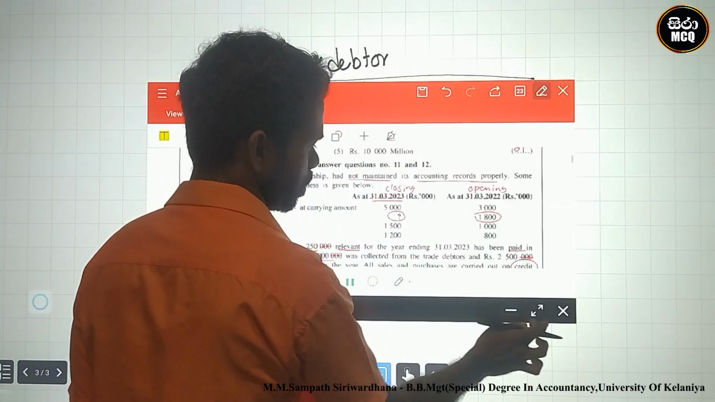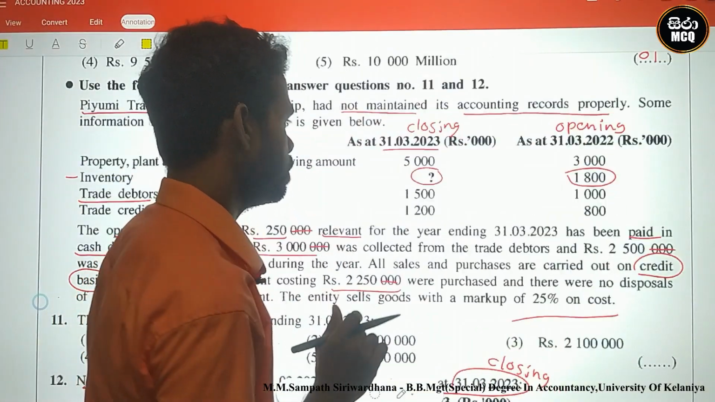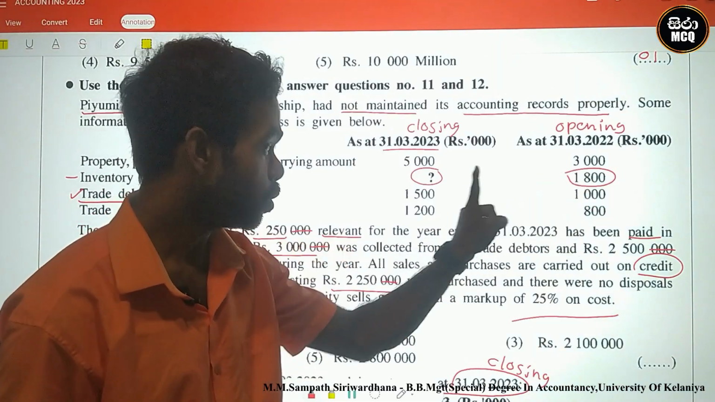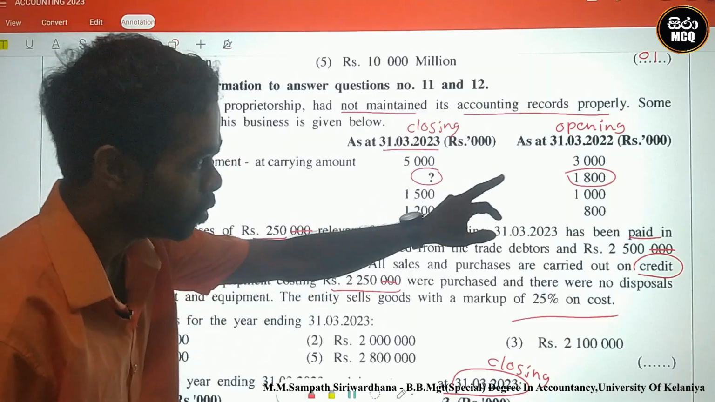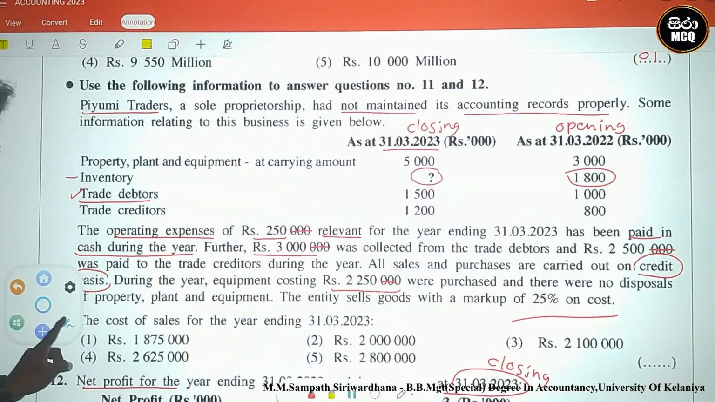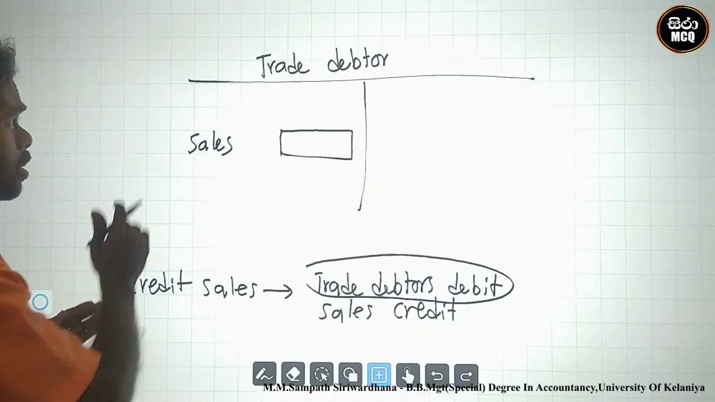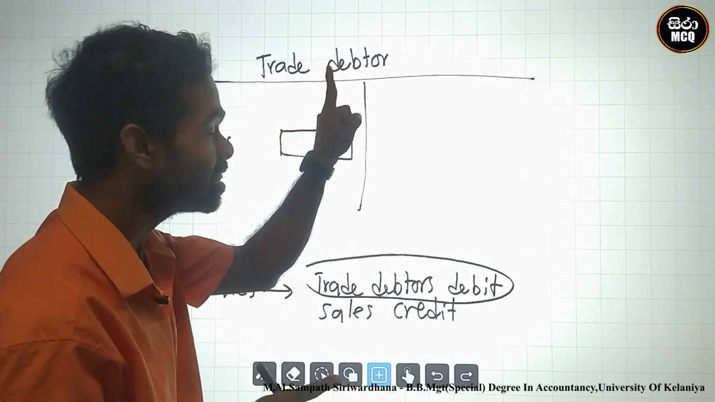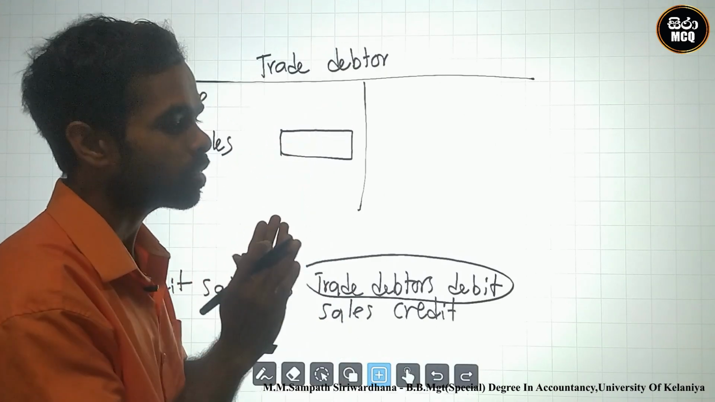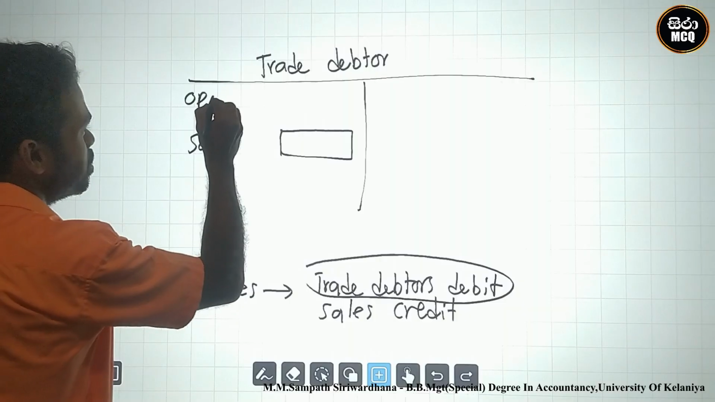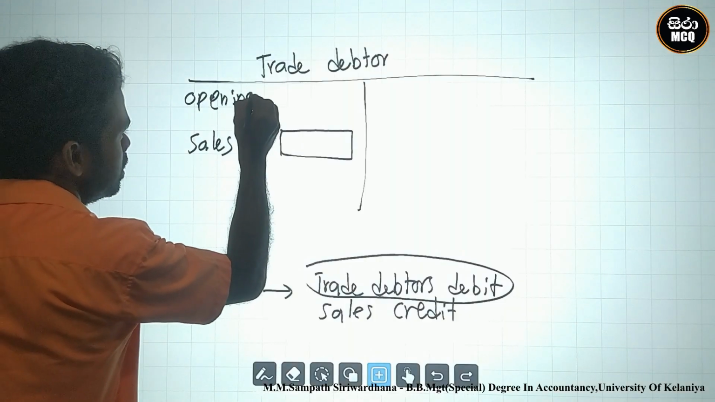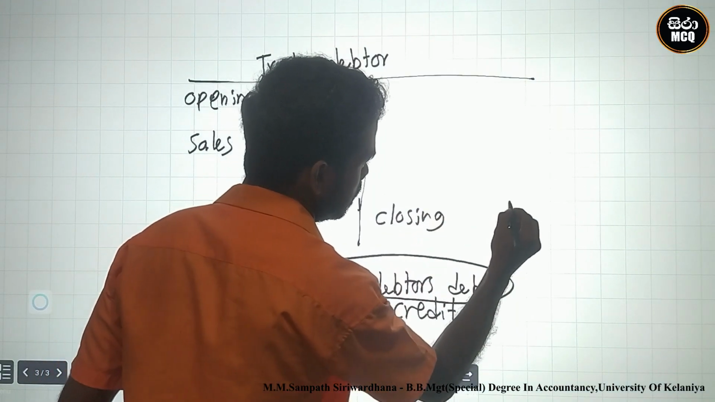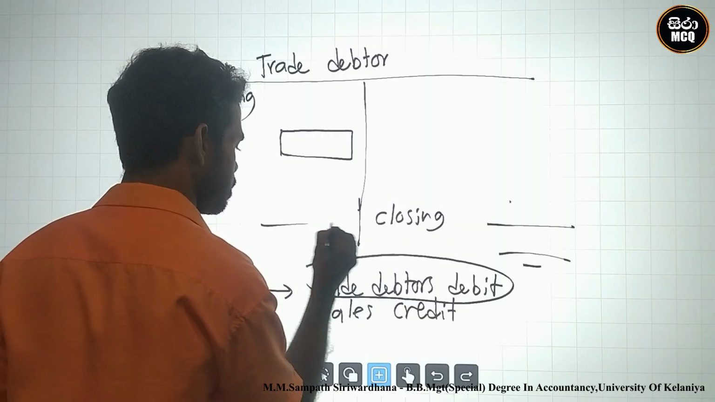Use the trade debtor information. Look here, trade debtor is there. Opening was 1000, closing was 1500. Which side is the debtor's opening side? The opening side is this side. Why? Debtors are debit side persons. Okay. Therefore, opening is there, closing is there, closing balance. Okay, this is the balance.